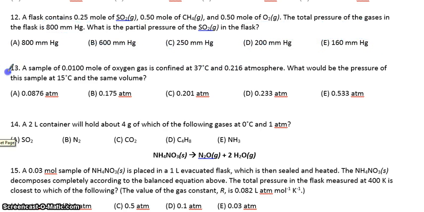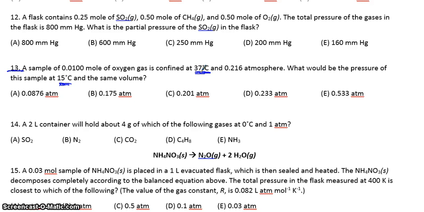All right, and how about 13? If you take a look, 13 says we have a sample, 0.01 moles of gas, confined at 37 degrees Celsius and 0.216 atmospheres. What would the pressure be in the sample if it's taken to 15 degrees Celsius? Notice we're decreasing the temp and we're asking for the pressure.